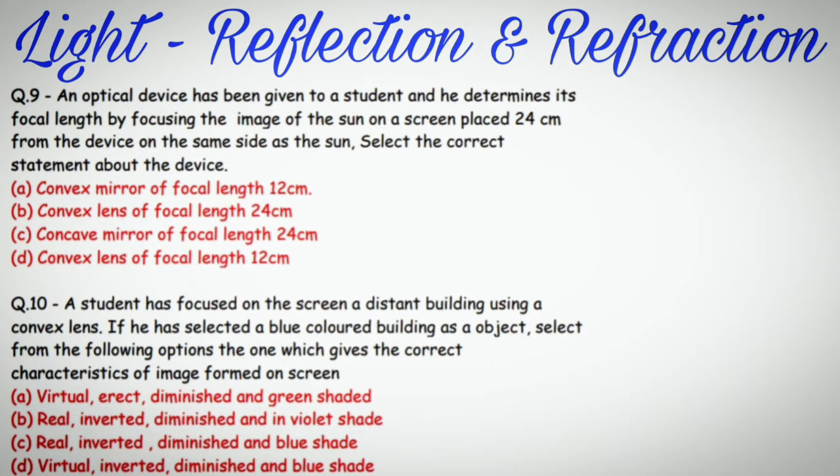Next question comes here. A student has focused on the screen a distant building using a convex lens. If he has selected a blue colored building as an object, select from the following options the one which gives the correct characteristics of image formed on screen. Option A virtual, erect, diminished and green shaded. Option B real, inverted, diminished and in violet shade. Option C real, inverted, diminished and blue shade. Option D virtual, inverted, diminished and blue shade. And the correct answer is real, inverted, diminished and blue shade.